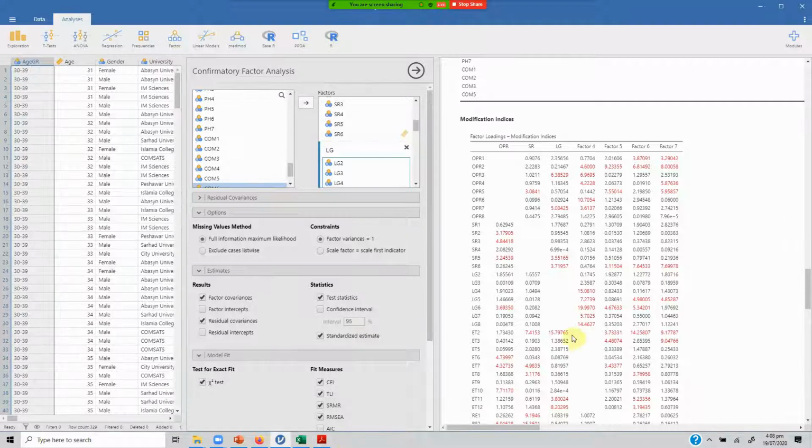But the problem with jamovi is you cannot covary these items. For that, you either have to go for R language where you can do this, or you go for Amos, Lisrel, or other software. But stay tuned. We'll be starting R soon on how to do EFAs, CFAs, and statistical analysis in R, hopefully. So this is how you can further improve your CFA results, like covary OPR1 and OPR2 on factor 7.